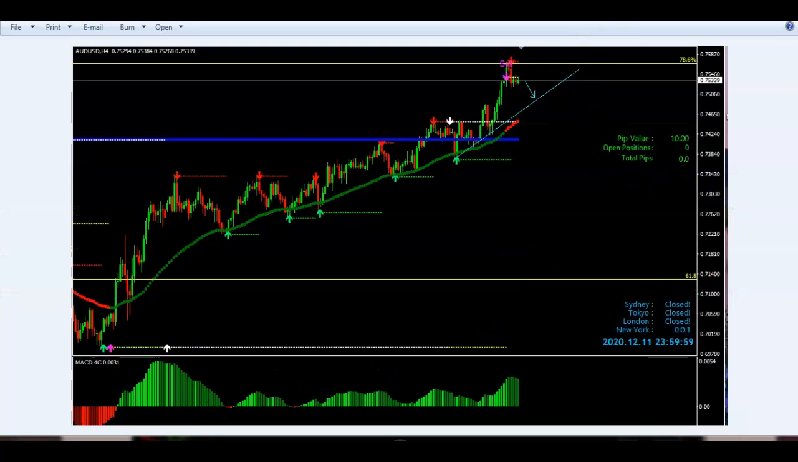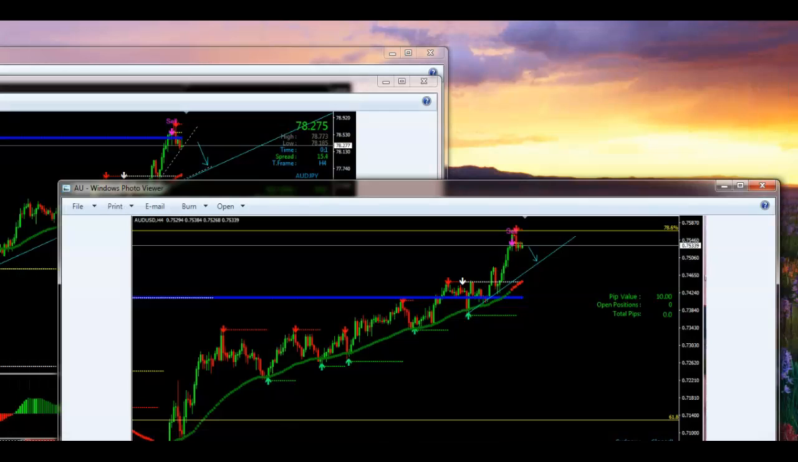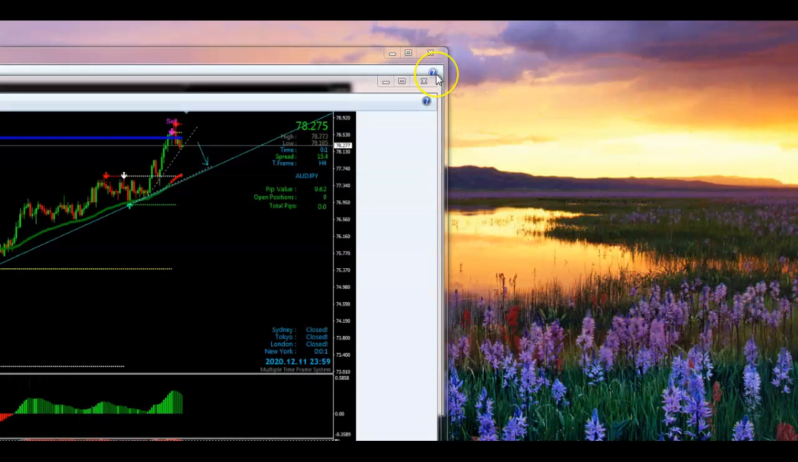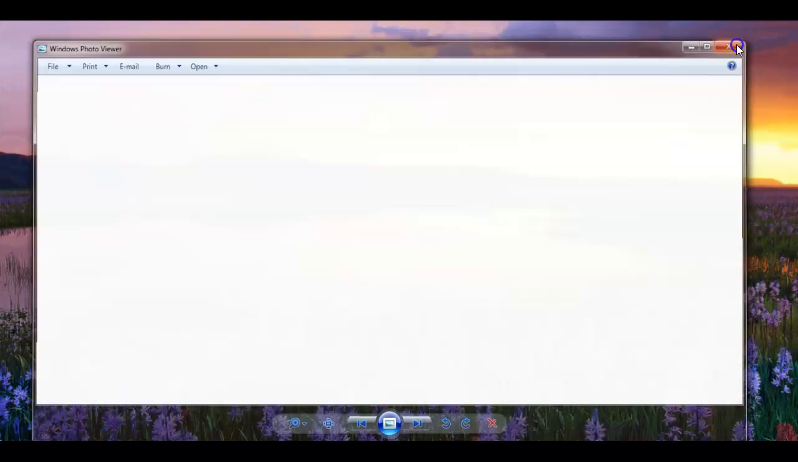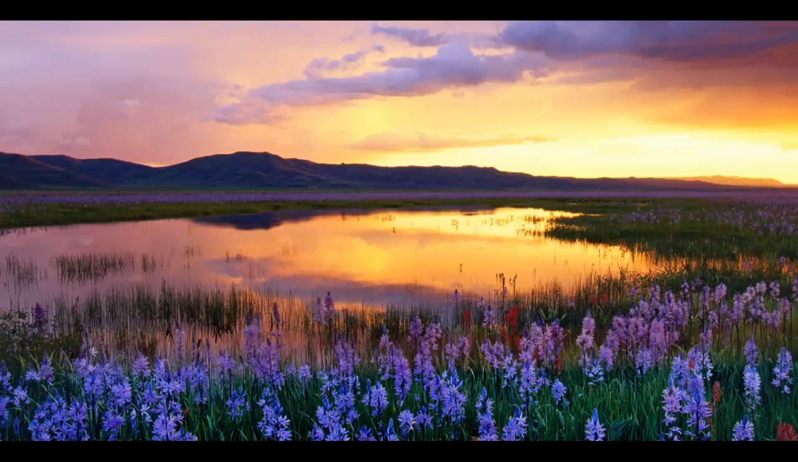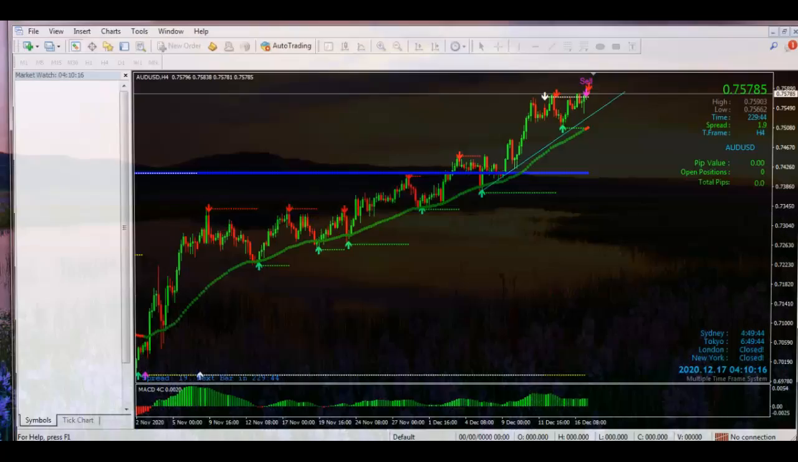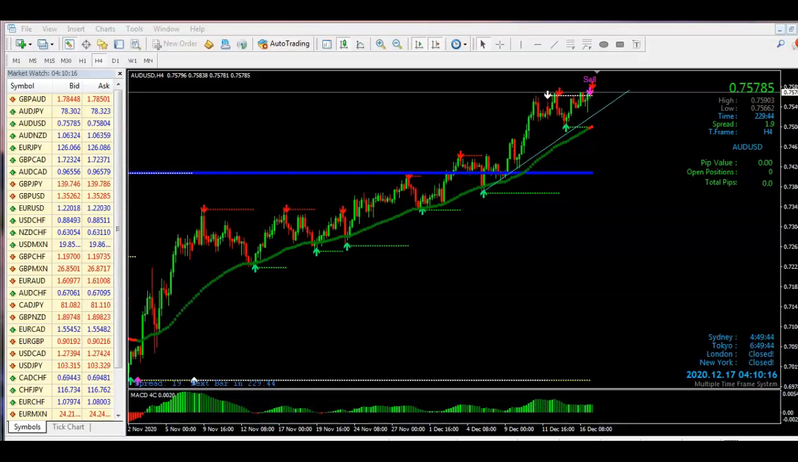So hold on, let me see what's going on here. Oh, there's another picture. Get rid of that. There's the red one right there. Nope, that's a picture. Where's my? Let me open it up again. One second. Okay, there it is.